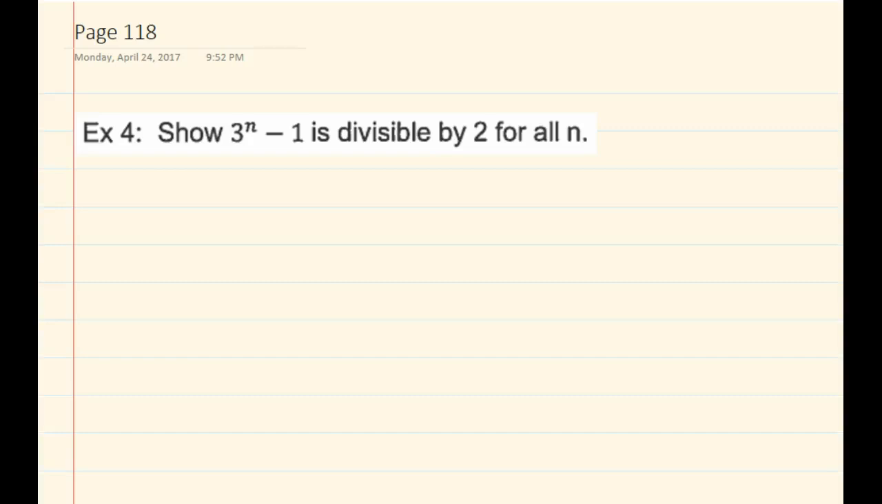In order to do example number 4, where we need to show that 3 to the n minus 1 is divisible by 2 for all values of n, one of the things that we need to look at is our definitions. When it says something like divisible by 2, that means we're talking about an even number. So we've got to show that this is an even number.